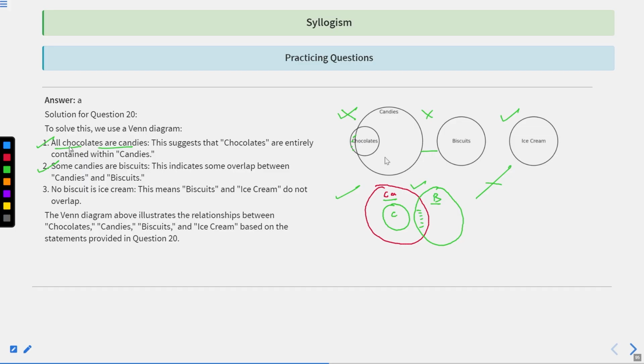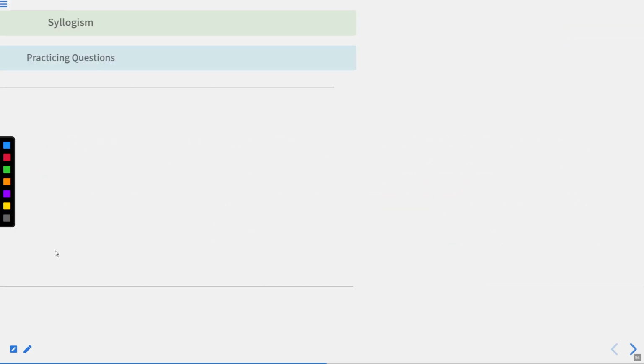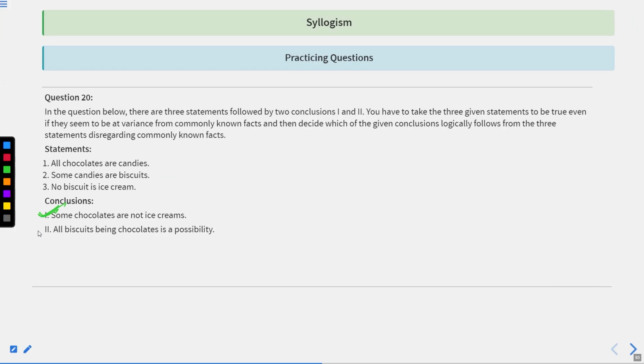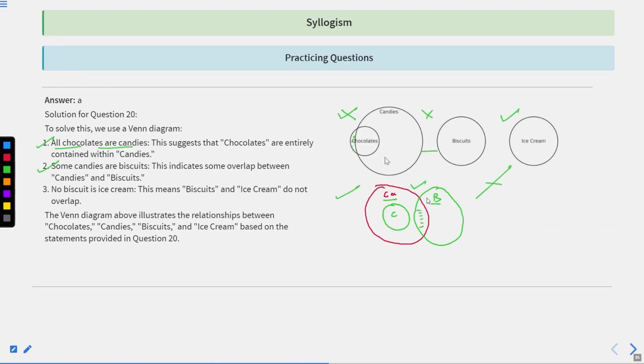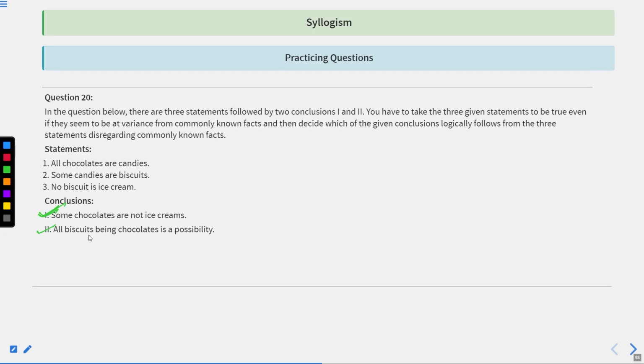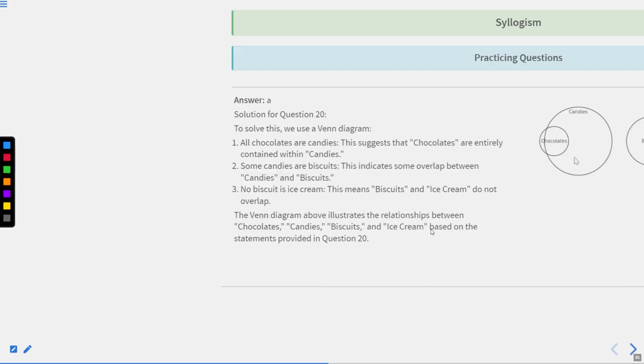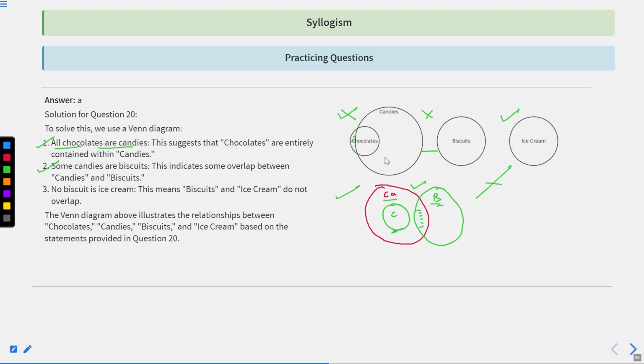Does the statement say all biscuits? I'm so sorry, all biscuits being chocolate is a possibility. All chocolates being biscuits is a possibility. Do we find any relation between chocolates and biscuits through this particular Venn diagram? There is no relation between chocolates and biscuits. Although there is a relation between candies and biscuits, there is no relation between chocolates and biscuits.